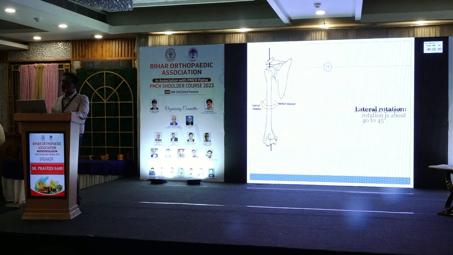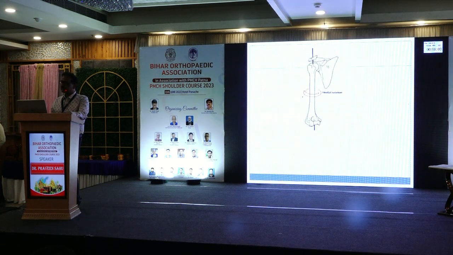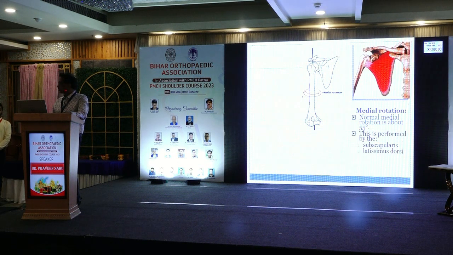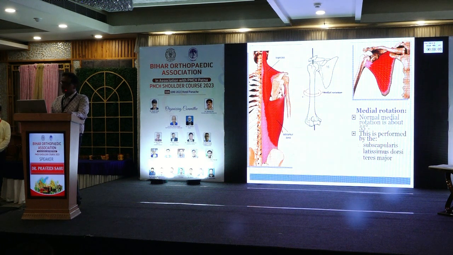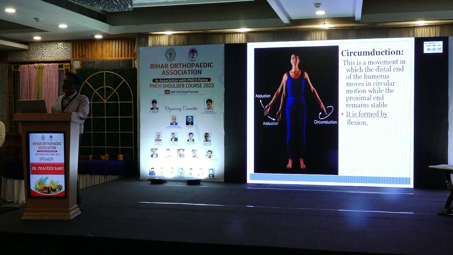Lateral rotation is normally 40 to 45 degrees, and this is performed by the infraspinatus, teres minor, and the posterior fibers of the deltoid. Medial rotation is more in comparison to lateral rotation. It is about 45 degrees, and this is performed by the subscapularis, latissimus dorsi and teres major muscle. Circumduction is the movement when the distal end of the humerus moves in a circular motion.